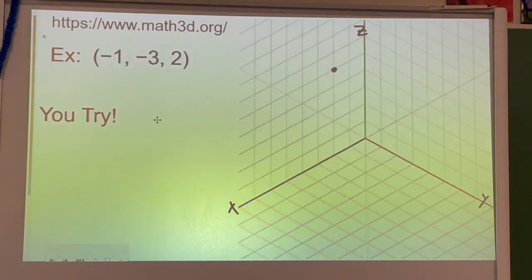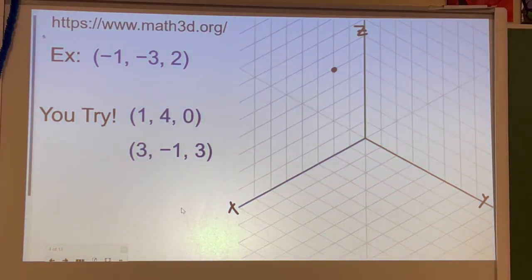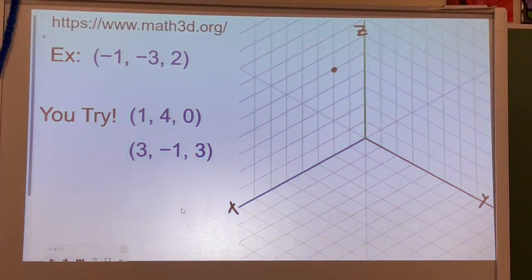So, how about you try? Try to plot those 2 points. When you're done, maybe, just maybe, you can try it on math3d.org. I do have some 3D graph paper for you to try this on. So use your isometric graph paper, try and plot them out. Pause for a minute. When you're ready, come on back.